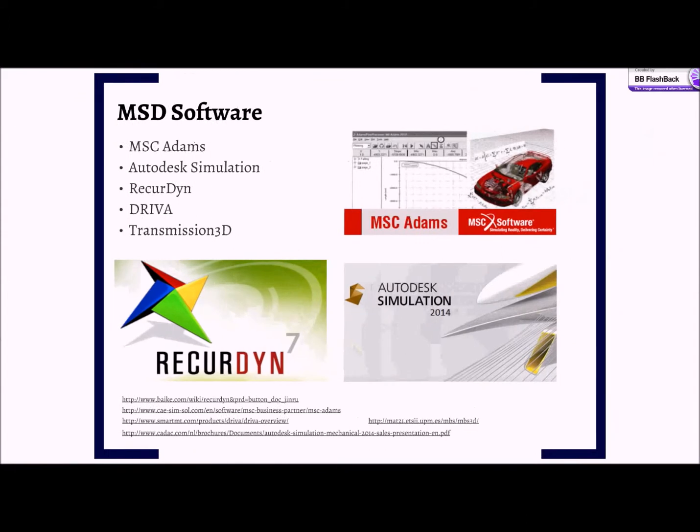There's lots of MSD software available at the moment. The most popular two packages are MSC Adams and Autodesk Simulation Mechanical. There are also specialist programs out there, for example Driver, which is used to model wind turbines and such under the random forces of the wind. Also, Transmission 3D is a gear train analysis software. It accommodates all gear types from basic helical through to complex worm gears, alongside incorporating the effects on the bearings, shafts and the housing also.